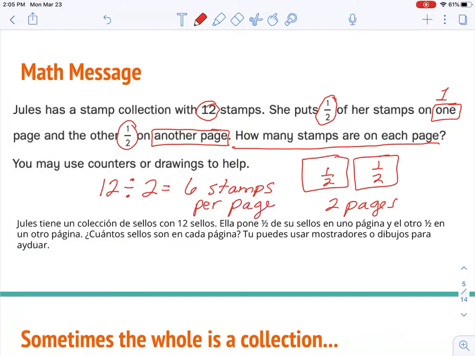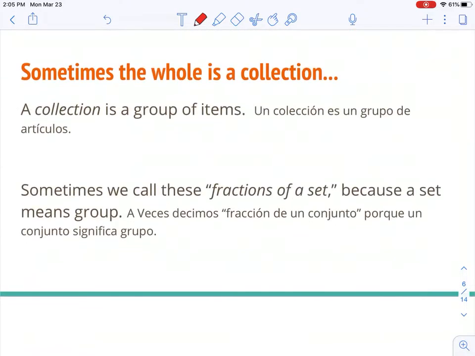Very good. If ever I'm moving too fast, please pause. Okay, we're going to talk about fractions of a set today. And so here's some words we need to think about. Sometimes the whole is a collection. So what I mean is, instead of the whole being a circle or the whole being a line, sometimes the whole is a group of something.